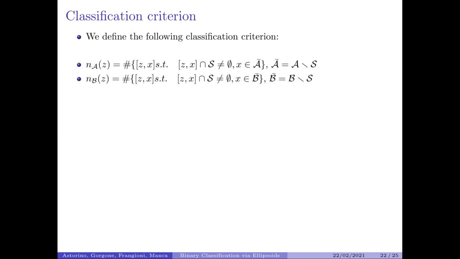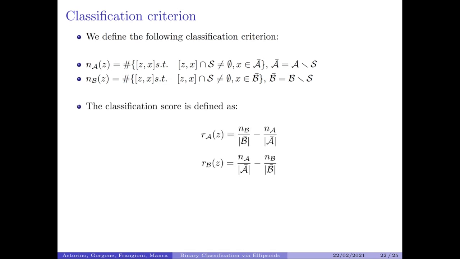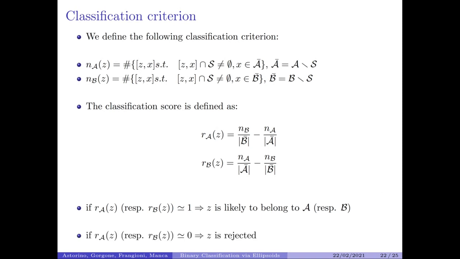So this is how we compute the classification criteria. We compute the number of segments which connect Z with points of A minus S, and analogously for B, the segments connecting Z with points of B minus S. Then the classification score is defined as RA of Z and RB of Z, which is just minus RA of Z, given by this expression. If RA of Z is close to 1, then Z is classified as a point of A with a certain degree of certainty. Vice versa, if RB of Z is close to 1, then Z is likely to belong to B. For the third class, if RA of Z plus RB of Z is 0, then Z is a rejected point, so the classifier is not able to classify it as a point of A or B.